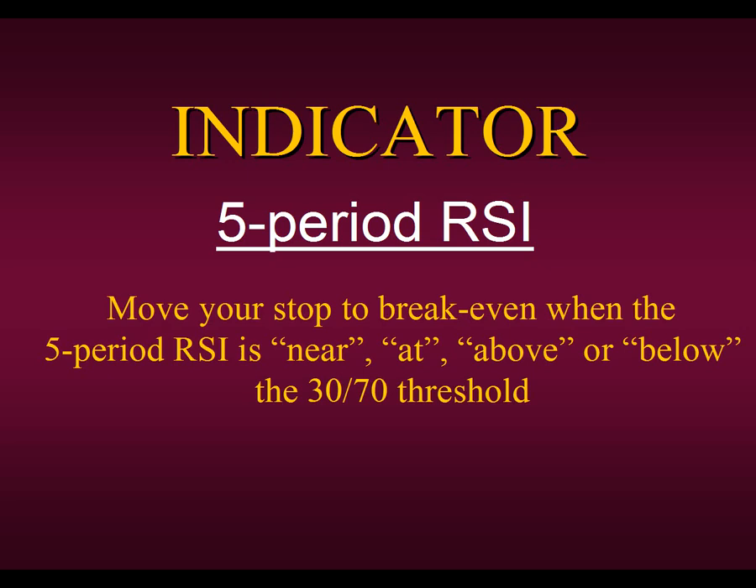Once again, it sounds a little confusing, but I'll show you because it all depends whether you're long or short and which threshold you're going to be using. But basically what we're stating is that if the 5-period RSI is getting near, at, above or below these certain thresholds, that's where you want to use your discretion.